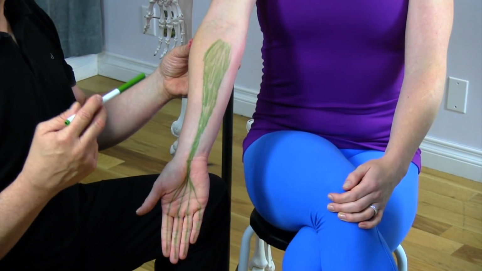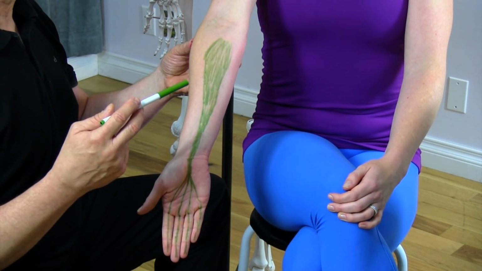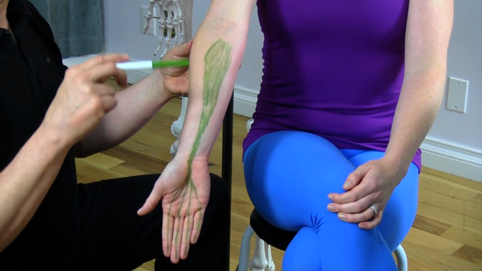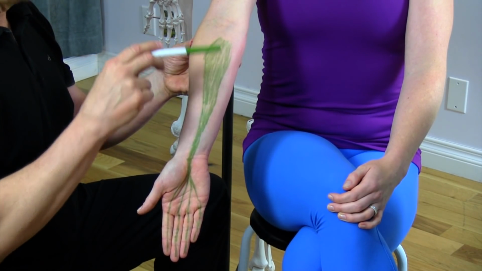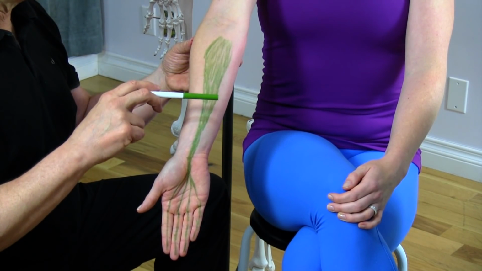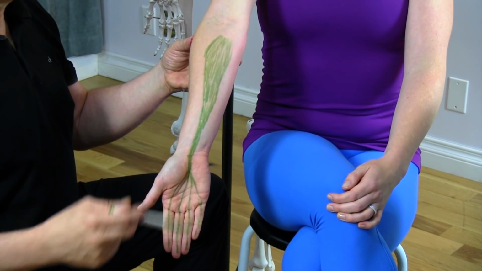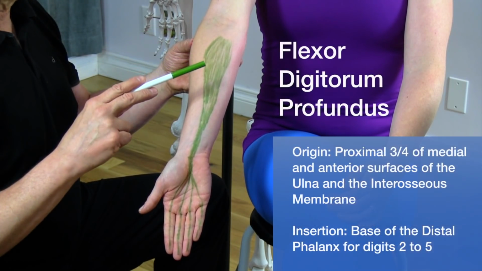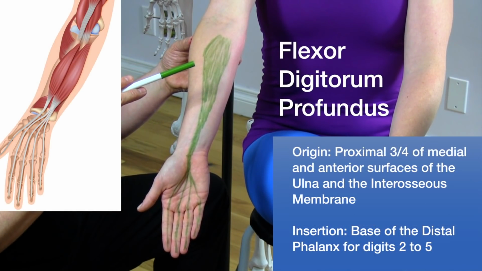In the next section, we're going to discuss the extrinsic flexors of the fingers. We'll be discussing two muscles. These two muscles have their mass arranged on top of each other on the anterior surface of the forearm, and their tendons end at the phalanges of the fingers. The first muscle we're going to discuss is the flexor digitorum profundus.